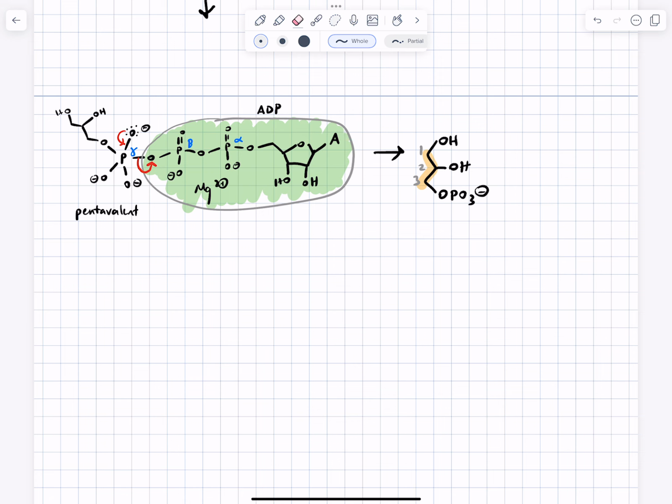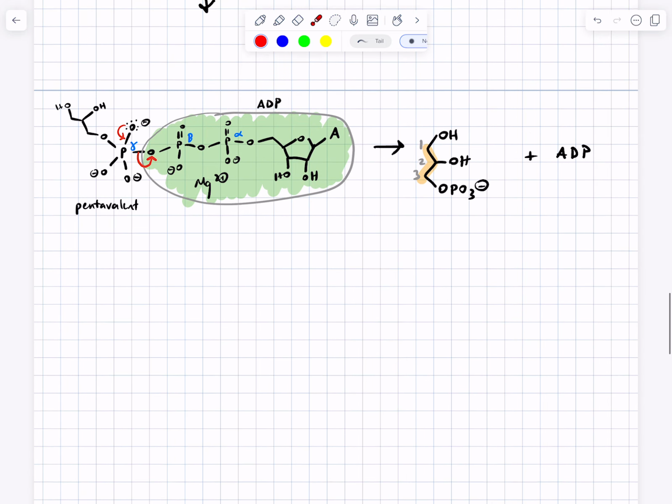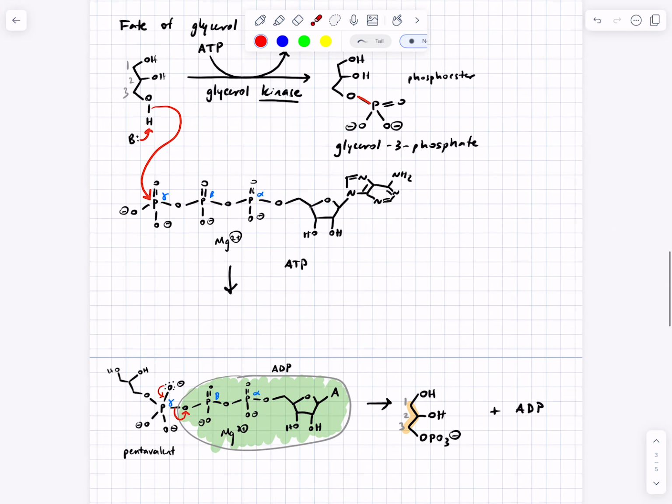Giving you glycerol 3-phosphate as your product plus ADP, which can go to the electron transport chain and be recycled to the ATP synthase in mitochondria and be recycled to ATP. All right, we're going to see this kind of thing with a kinase happen again and again and again. I'm not going to draw the mechanism for you in the future for this kind of step. I'm going to simply refer you back to this where you've seen it before.